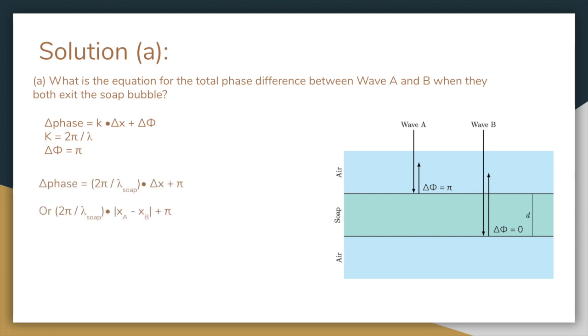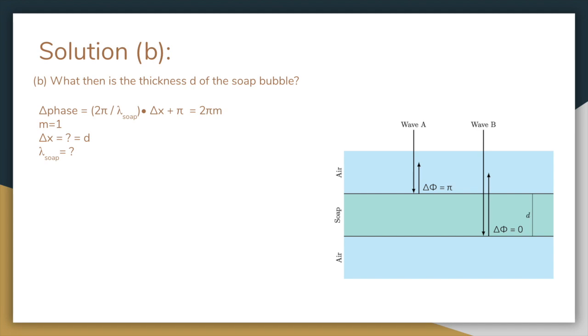We can now plug this back into our phase equation and we get that the delta phase is equal to 2 pi divided by the wavelength of the light refracting off the soap times the delta x plus pi. Or if you want to rewrite it, 2 pi divided by the wavelength in the soap times the absolute value of x_A minus x_B, plus pi. So now that we have this, let's move on to question B.